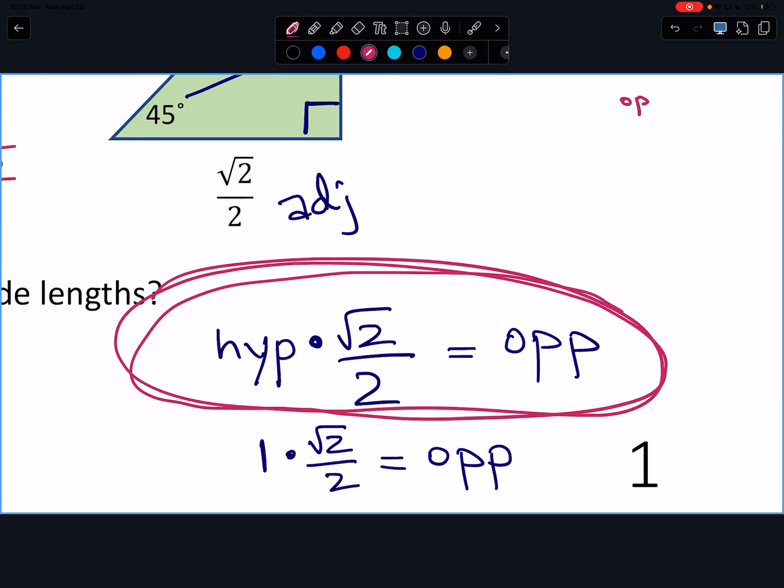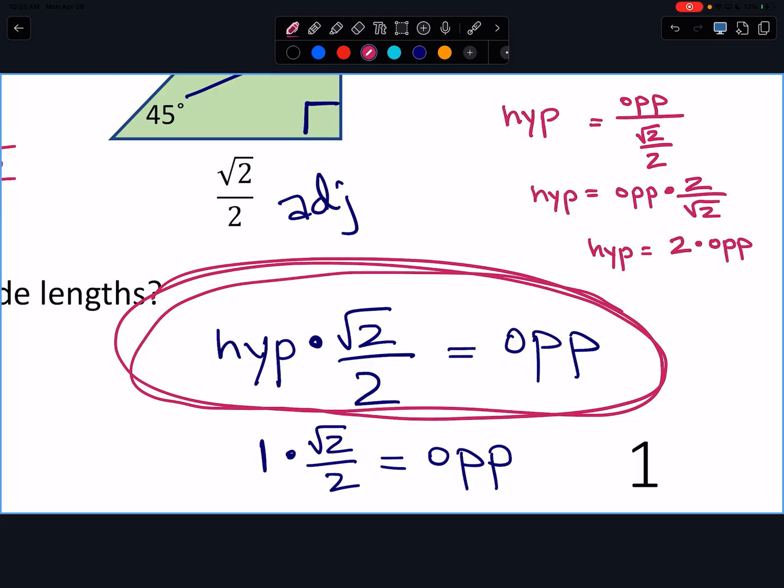You'd have opposite divided by square root of 2 over 2. Okay, so this will be hypotenuse. So hypotenuse equals, this would be opposite, keep, change, flip. So you keep opposite, you change it to multiplication, you'd be multiplying by 2 over the square root of 2. So then that would be what? That would be 2 times the opposite, right? All over square root of 2.